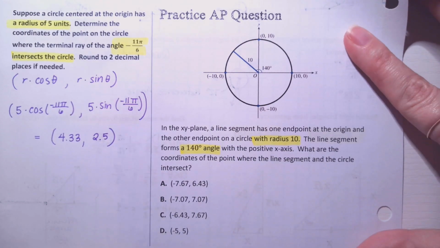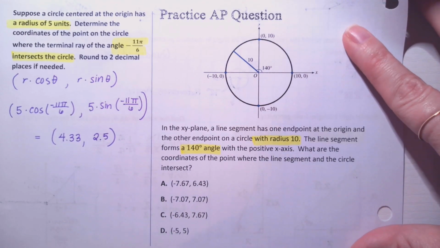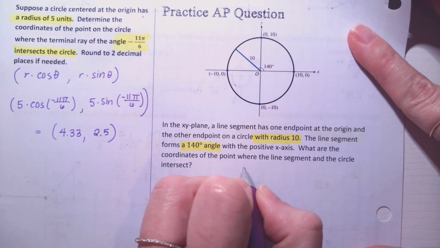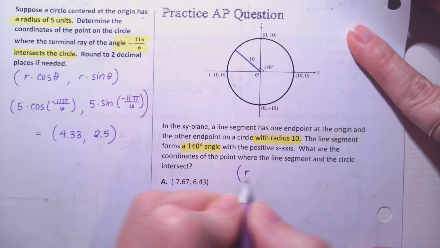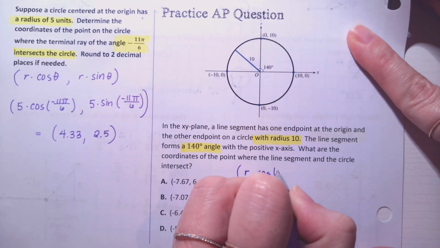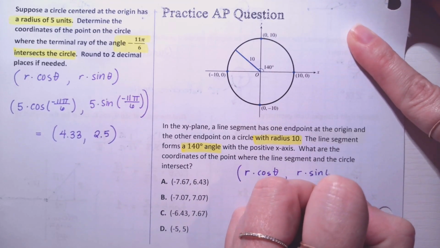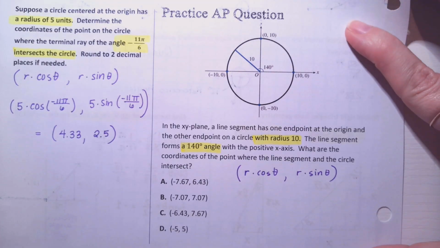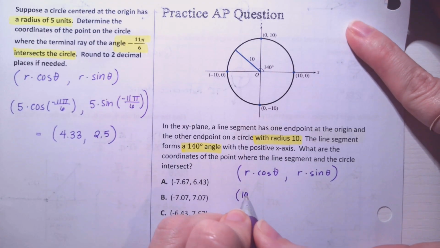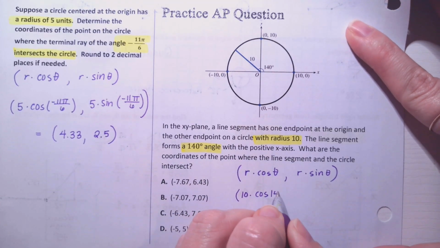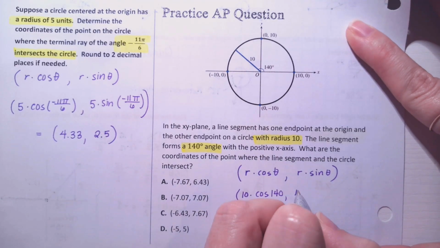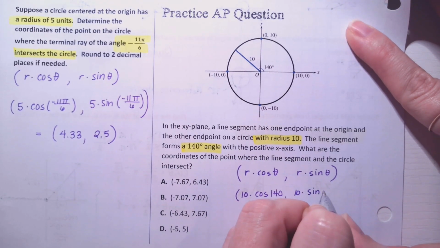So we're going to use our little formula that we wrote down earlier. We've got our radius times the cosine of the angle, and then the second one is radius times sine of the angle, and it is a 140-degree angle. So we'll have 10 times cosine of 140 and 10 times the sine of 140.